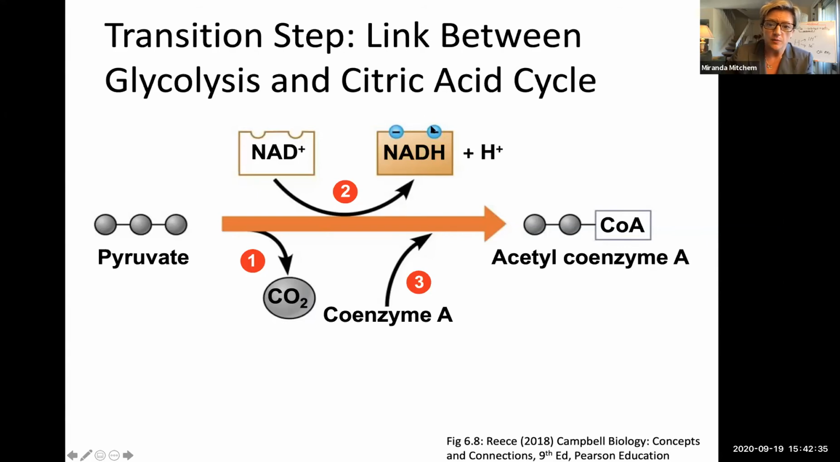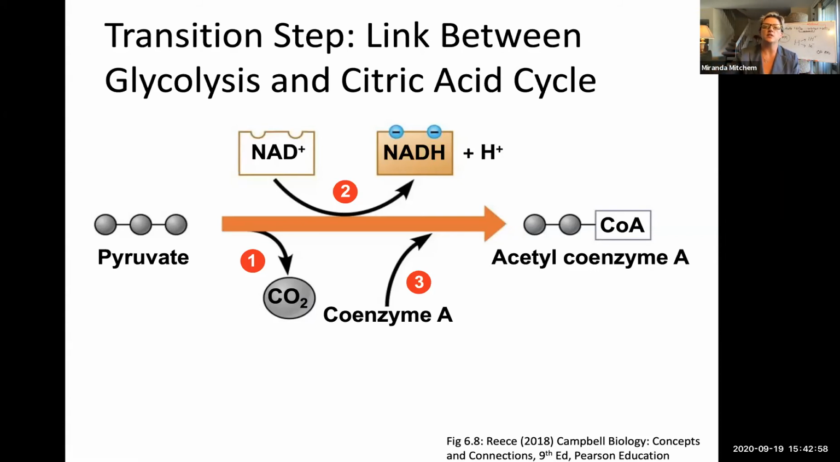Our molecule here, we reduce NAD plus into NADH. And then in step 3 of the transition step, we have this enzyme called coenzyme A that comes in and joins on to the 2 carbons. Now, CoA has a carbon in there, so we technically have 3 carbons.